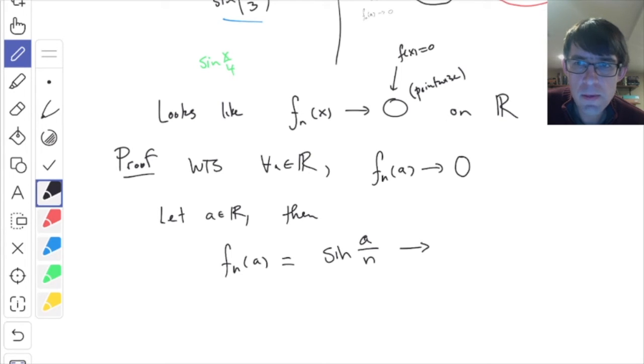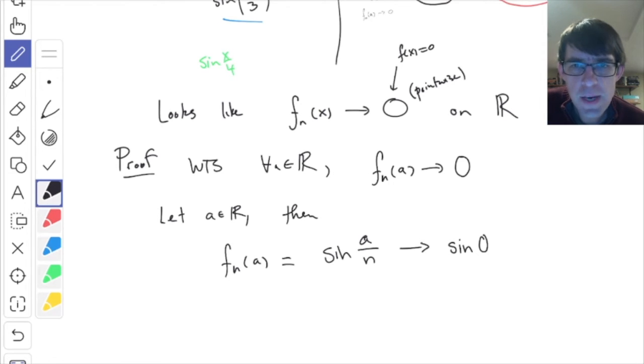Zero. Why is it 0? Sorry. Yeah, so when n goes to infinity, A over n will be 0. Yes, goes to 0. Right. So this really, I would say, happens in 2 steps. This goes to sine of 0 because when n goes to infinity, A over n goes to 0.